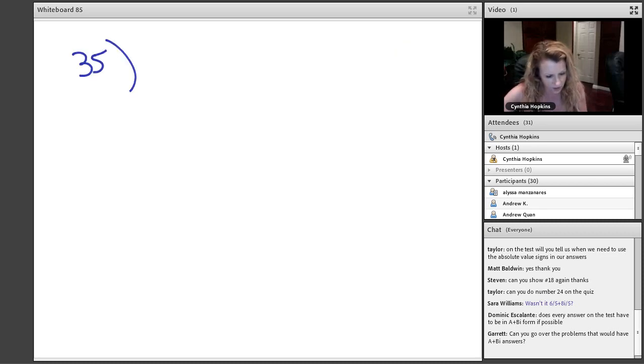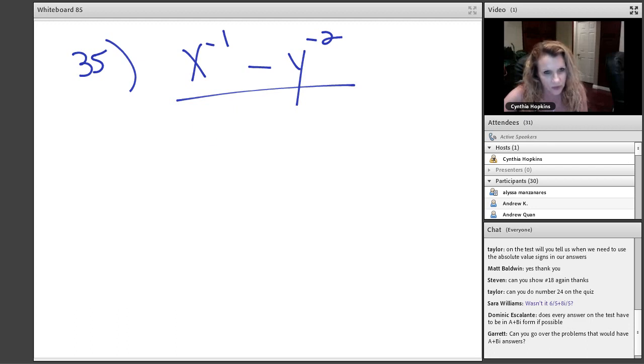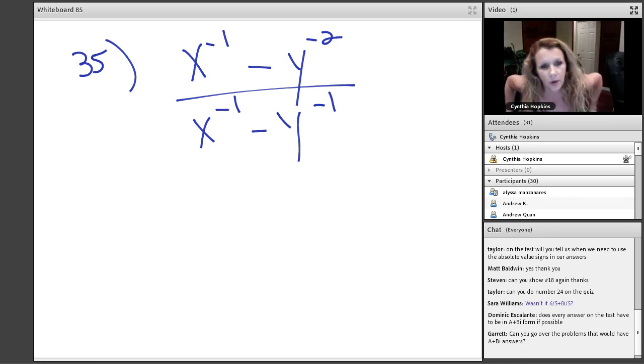All right, 35 says x to the negative 1 power minus y to the negative 2 power, all over x to the negative 1 minus y to the negative 1. I imagine there are so many properties that some of you are thinking about using that actually do not apply, because these are terms, not factors. So you can't just say, oh, I'm just going to take that x to the negative 1 and put it in the denominator and change it to x to the positive 1. If it was a factor, you could do that, but it is not a factor.